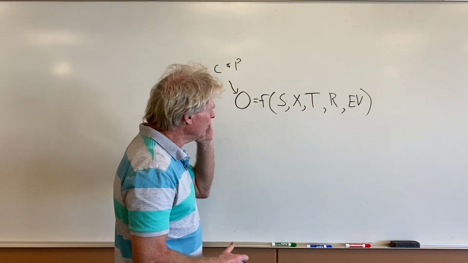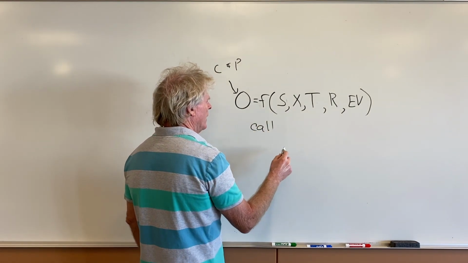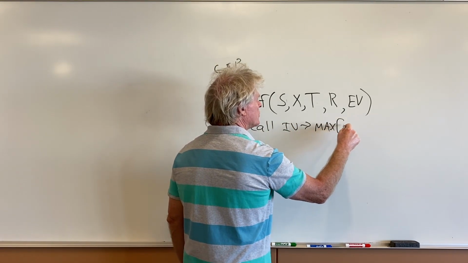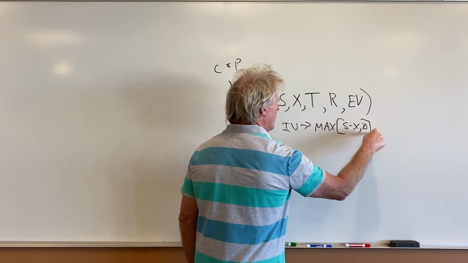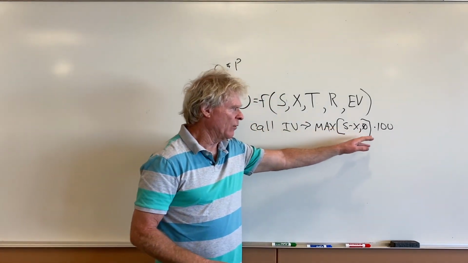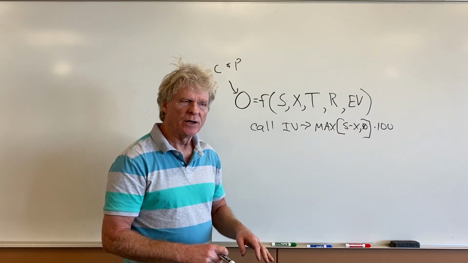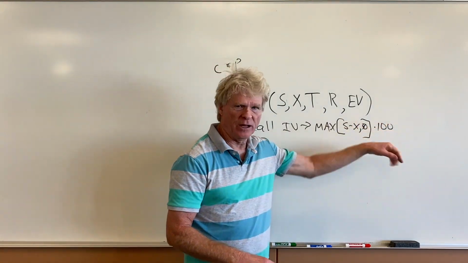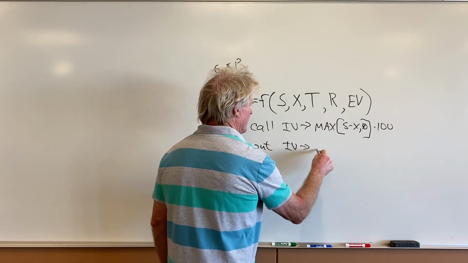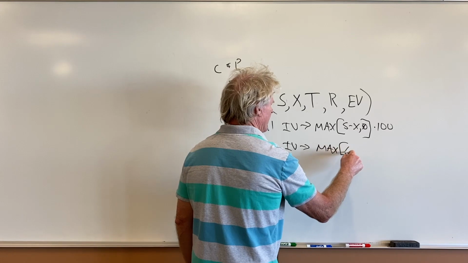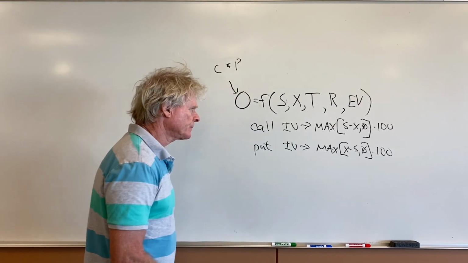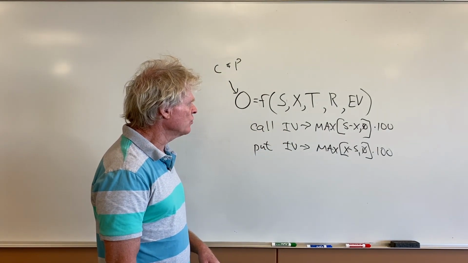Now, we've already seen intrinsic value. For a call option, call intrinsic value is the maximum of stock price minus strike price, or 0 times 100. I'm multiplying by 100 if you want the value of the contract. If you just want the per share equivalent, you don't multiply by 100. And put option intrinsic value is the maximum of X minus S, or 0 times 100. Okay, so we've already seen how S and X work.